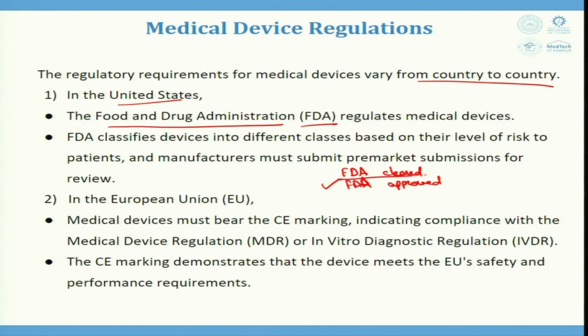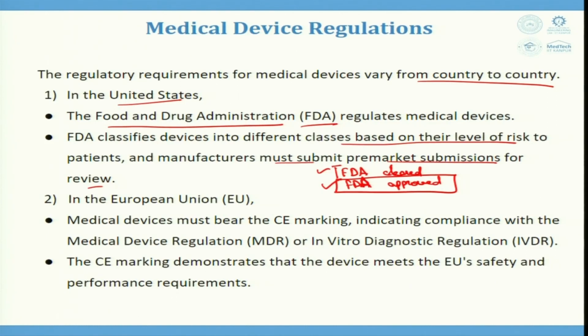This is required for the product to be completely safe. Cleared means it has only cleared the first level. FDA approved is the final approval that is given for the product to be used. The FDA classifies devices into different classes based upon their level of risk. These are the levels of risk to the patient, and manufacturers must submit pre-market submissions for review.